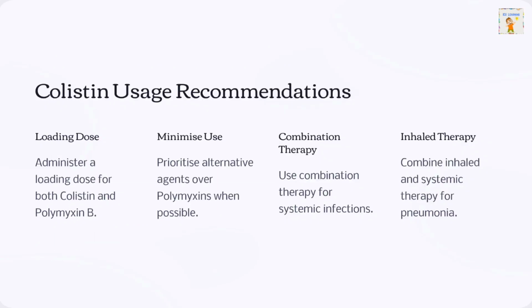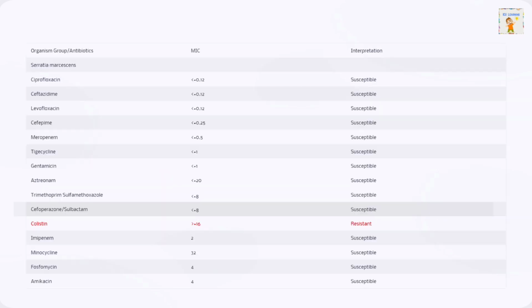So there are recommendations to use colistin. Colistin and poly B should be given with a loading dose, and maximum renally adjustable doses should be given. Use of polymyxin should be minimized, and alternative agents, if any present, should be strongly considered. Combination therapy for systemic infection should be considered over monotherapy. And for pneumonia, use inhaled as well as systemic therapy with polymyxins or colistin.